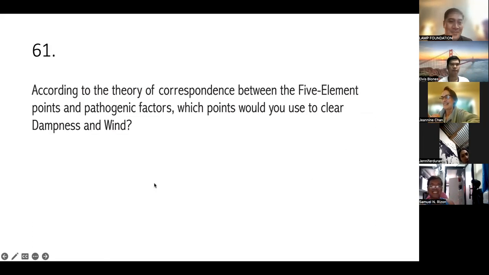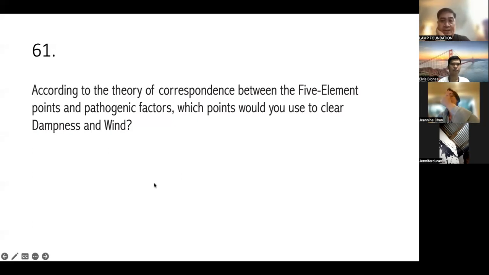Heart. According to the theory of correspondence between the 5 element points and pathogenic factors, which points would you use to clear dampness? Okay, pag dampness, ano bang gagamitin mo dito? Anong klaseng point? Are you going to use fire point? Earth point? Metal point? Water? Fire point, Doc, kasi may dampness, para ma-quench yung dampness. Tama ba? Actually, lalong magkakaroon ng damp heat. Ay, ganun ba yun, Doc? Teka lang. Earth point na lang.